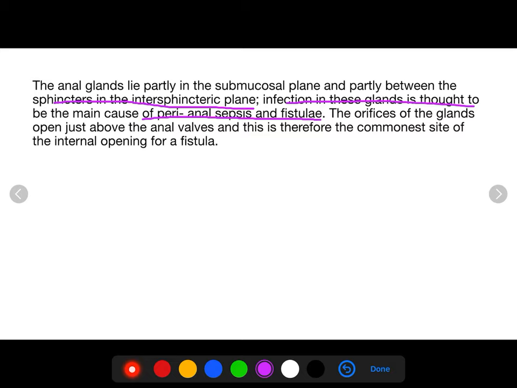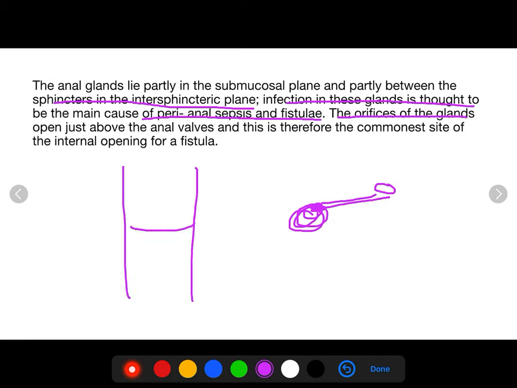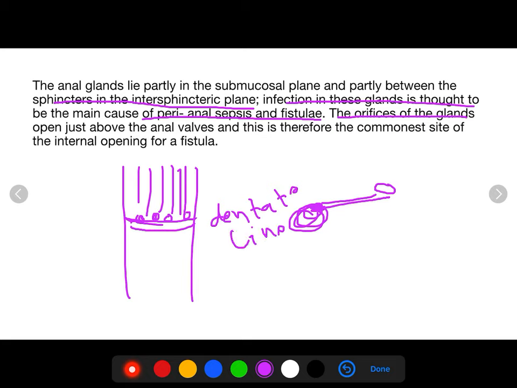The orifices of the glands, and these glands are present in the submucosa or in the intersphincteric space, open through a duct. Where do the orifices open? The orifices of the glands open just above the anal valves, and this is therefore the commonest site of the internal opening for a fistula. Meaning they open near the dentate line, just above the anal valve. So the anal gland is very important for the pathophysiology of perianal abscess and fistula formation.